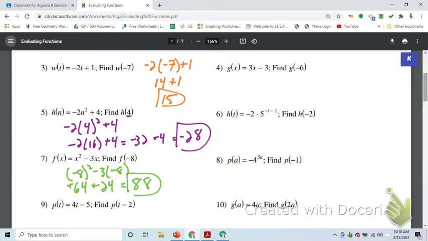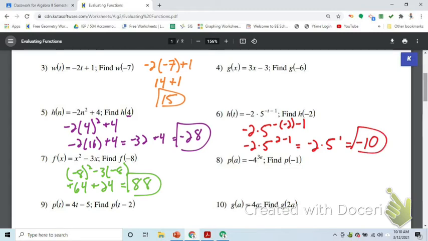Now, I am going to look over here at number 6 and 8, because we got some interesting things happening. This is negative 2 times 5 to the opposite of negative 2 minus 1. This is negative 2 times 5, and this will be 2 minus 1. So this is negative 2 times 5 to the first, because 2 minus 1 is 1. Negative 2 times 5 is negative 10. So don't let those exponents scare you there.